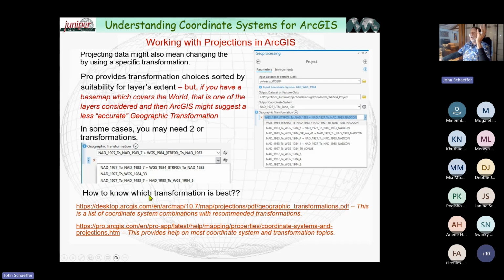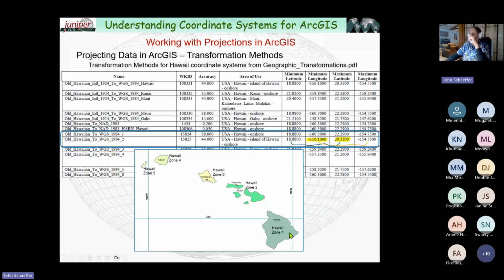But how do you know which is best? Well, I've got a couple of links, and I gave a PDF of this presentation to Debbie, so you'll have all these links in there. One is called Geographic Transformations PDF. I've been using this for 20 some years, and I did check, it's still available, okay? And then this is ArcGIS Pro's information on coordinate system and transformation topics, which is almost as good as mine. And now I want to show you how to use this Geographic Transformations PDF.